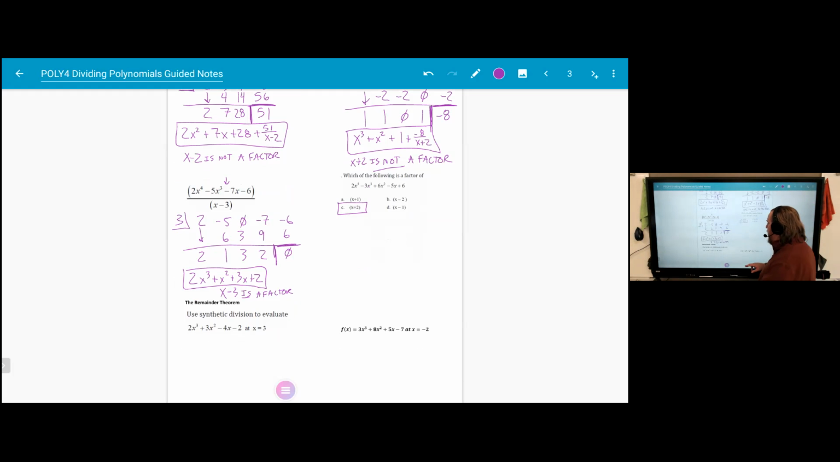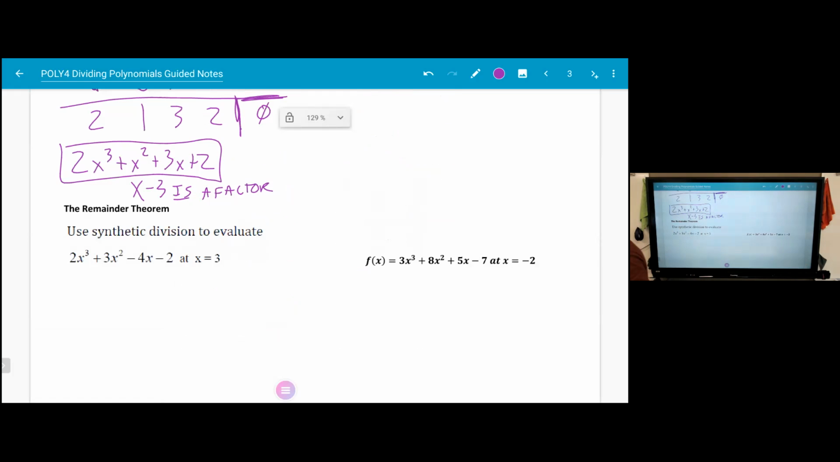Okay. Let's look at one more thing. There's one more real cool part to look at for synthetic division. It says use synthetic division to evaluate 2x cubed plus 3x squared minus 4x minus 2 at x equals 3. In other words, what's the value of y? Because this is kind of like y equals, or in this case, f of x equals this function. What is the x value there? Well, rather than plugging it in, you can actually do synthetic division, and your remainder is the y value. Watch this, all right?